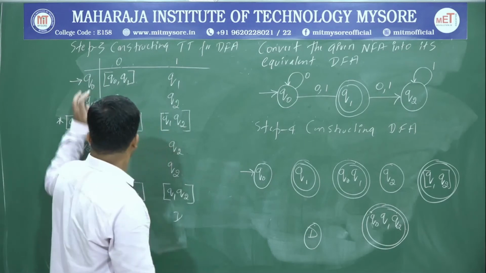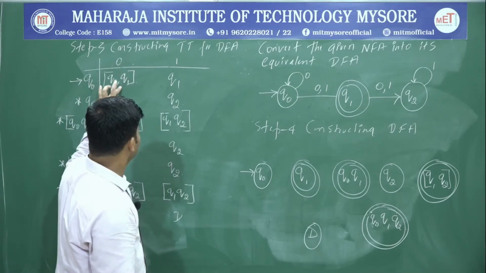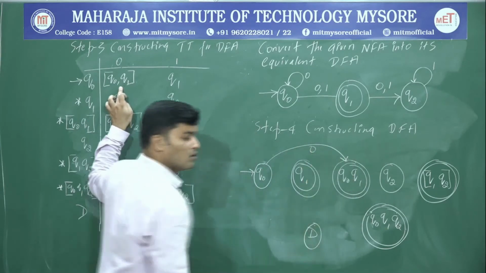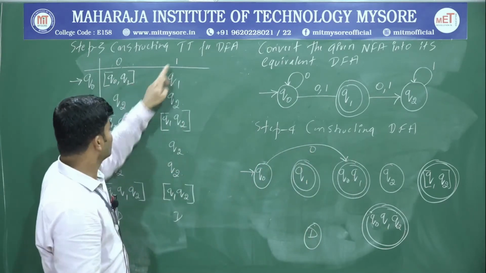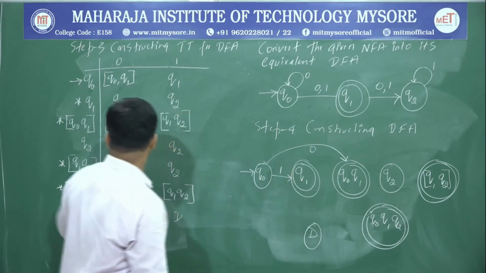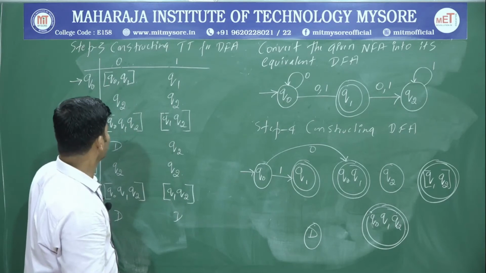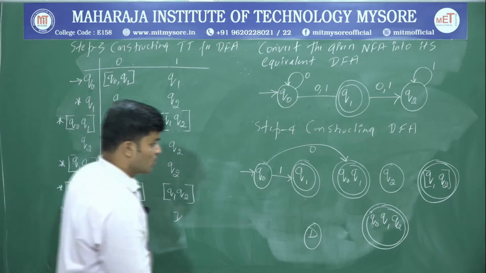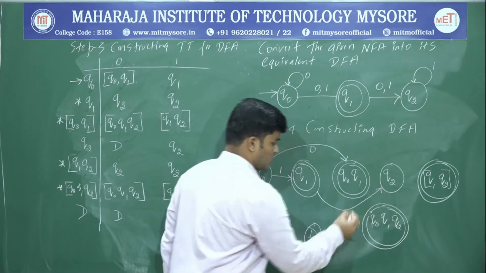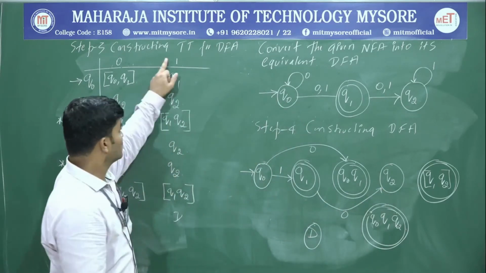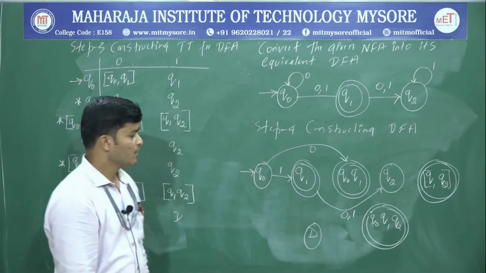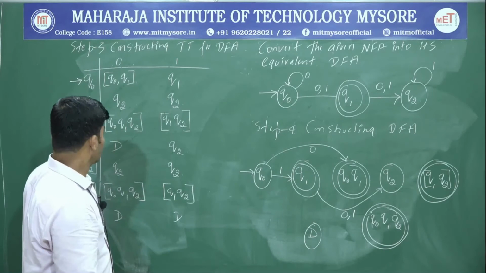So what is Q naught upon 0? Q naught upon 0 is Q naught Q1. What is Q naught upon 1? Q naught upon 1 is Q1. Now go with Q1. What is Q1 upon 0? Q1 upon 0 is Q2. What is Q1 upon 1? Again Q2. You can write 0, 1. Now go with Q naught Q1.